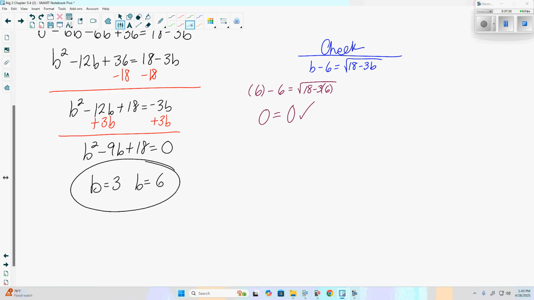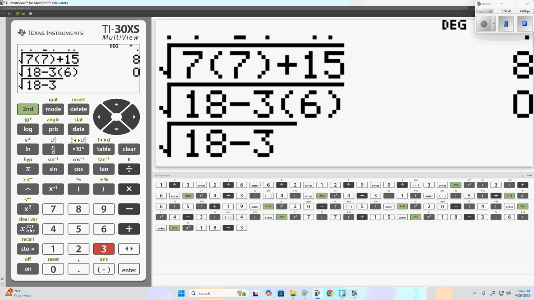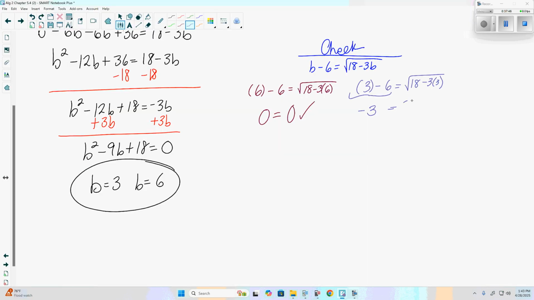It did work. For 3, we have 3 minus 6 is equal to the square root of 18 minus 3 times 3. 3 minus 6 is negative 3. The square root of 18 minus 3 times 3 gives us 3. 3 does not equal negative 3. So the only solution that we have for this is 6.